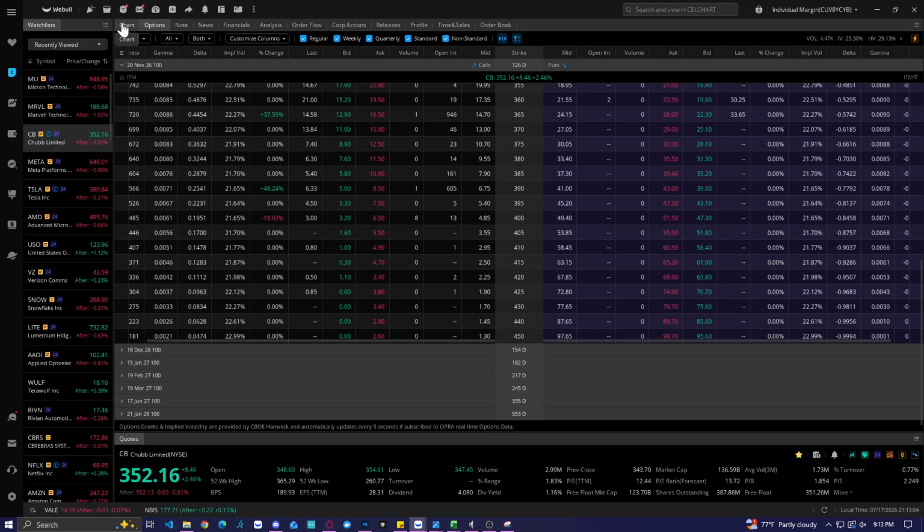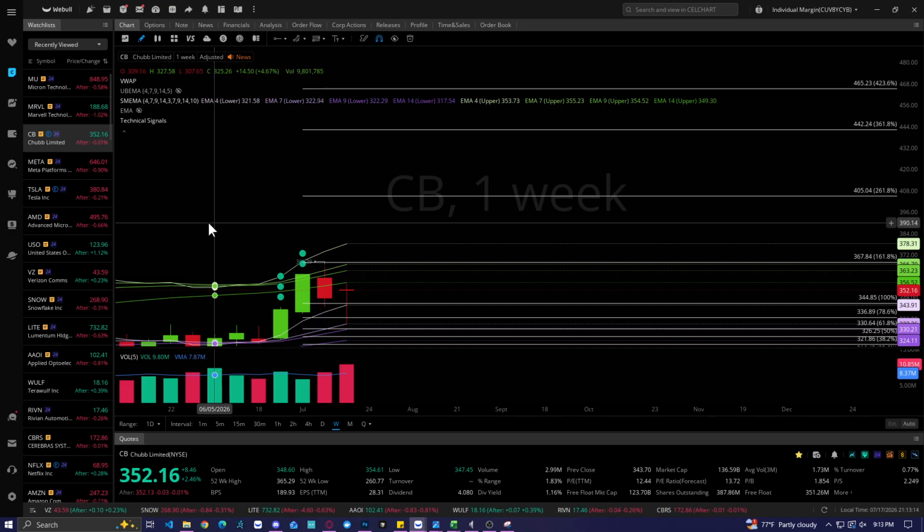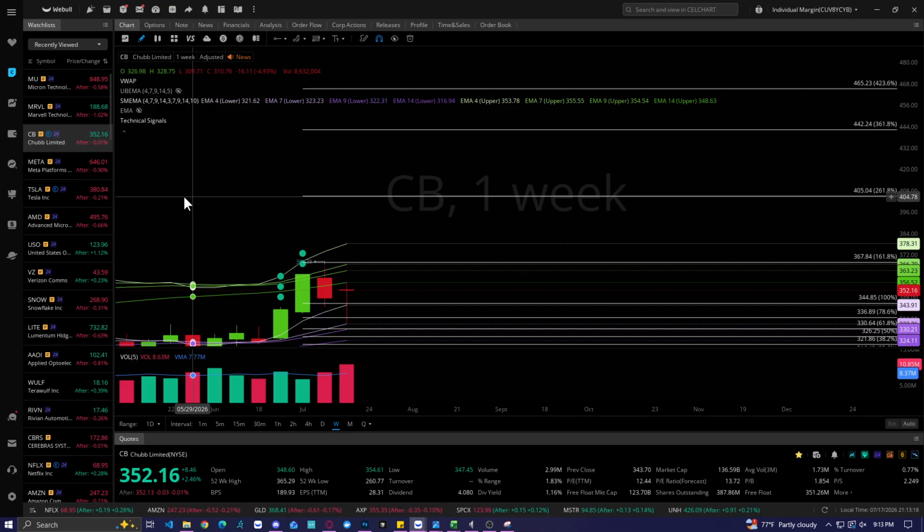Okay, so that's like what, a 30% run? Yeah, it'd be like a 30% run on CB. And you know what's crazy is that even if it did have a 30% run, the PE would still be below 20, because it would need to double.